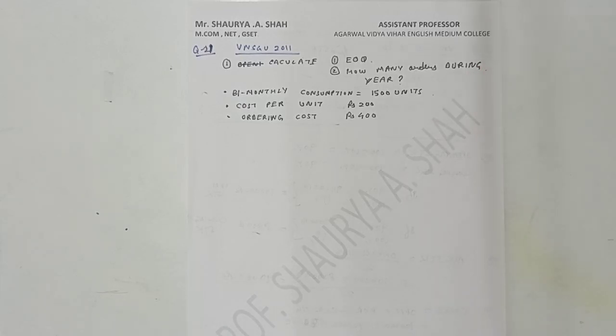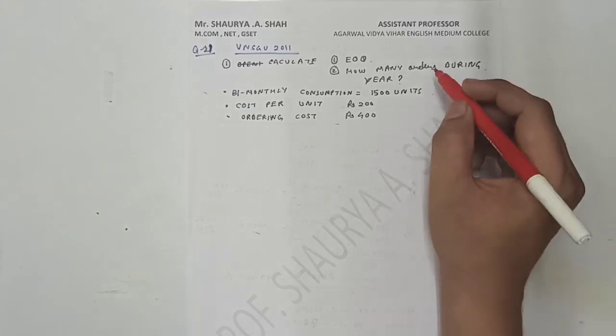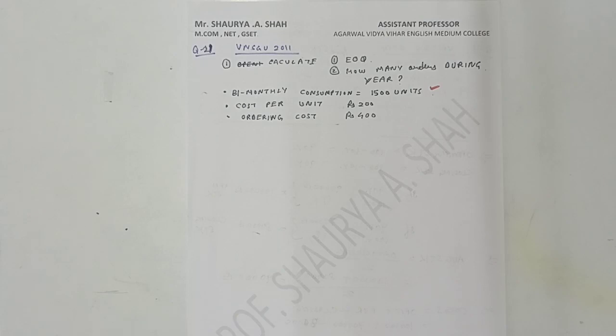So in that you have been given the very first thing, that is bi-monthly consumption, right? Now many students again get stuck up here only. What is bi-monthly consumption? It is the consumption for 2 months, right? Now if you see the formula, students, it is always your annual consumption. So under root 2AO upon CP, right? So that is the bi-monthly consumption. You will need to convert it into annual consumption, right?